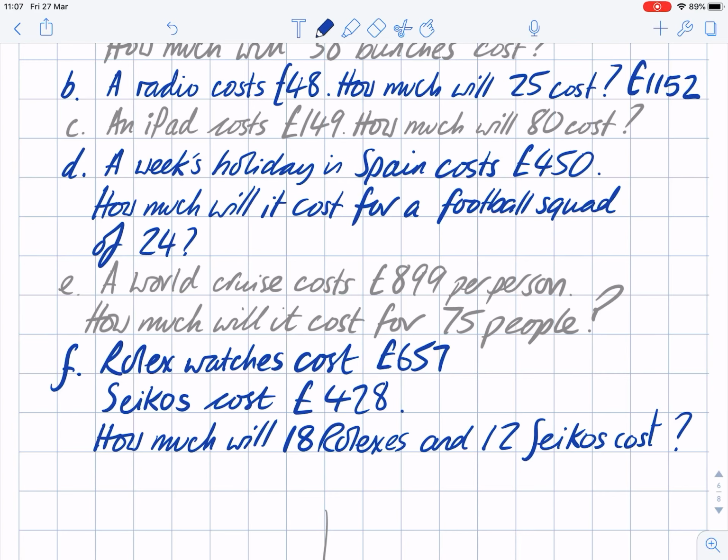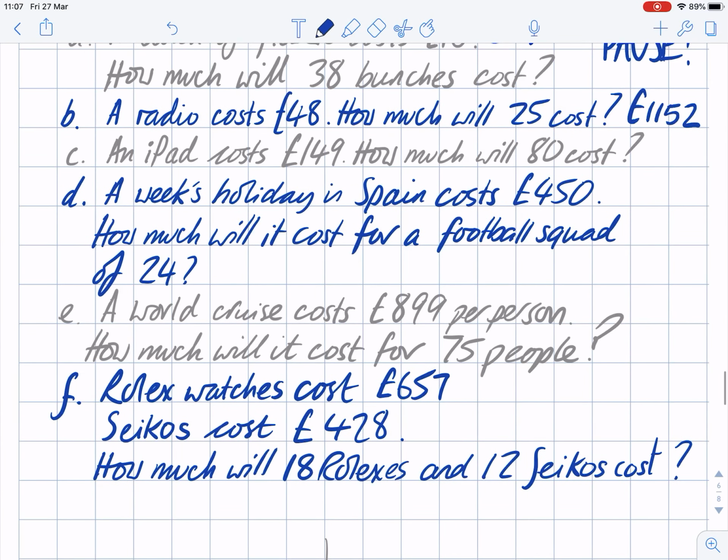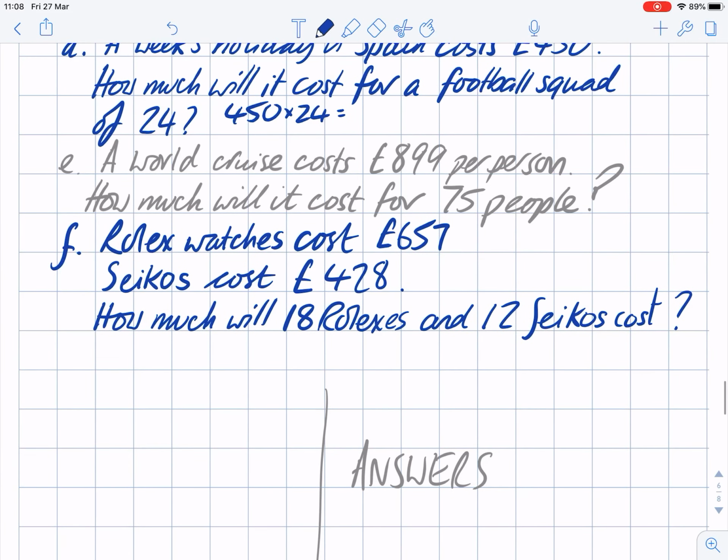An iPad costs £149, so I need to multiply that number by 80. £11,920. £450 for a week's holiday. How much will it cost a football squad of 24? So 450 times 24, which is £10,800. Hope they've been doing some fundraising.